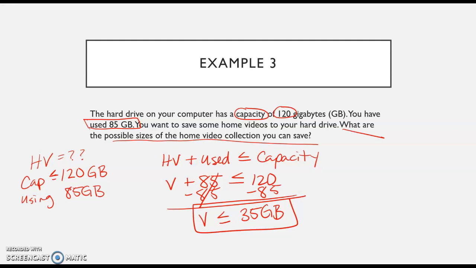That's it. And if it helps to write it out as words to get it to where you understand how to set up the equation, go for it. Give yourself words. The fact that it had to be your home video plus the used is less than or equal to your capacity. All right. That is it for 3.2.